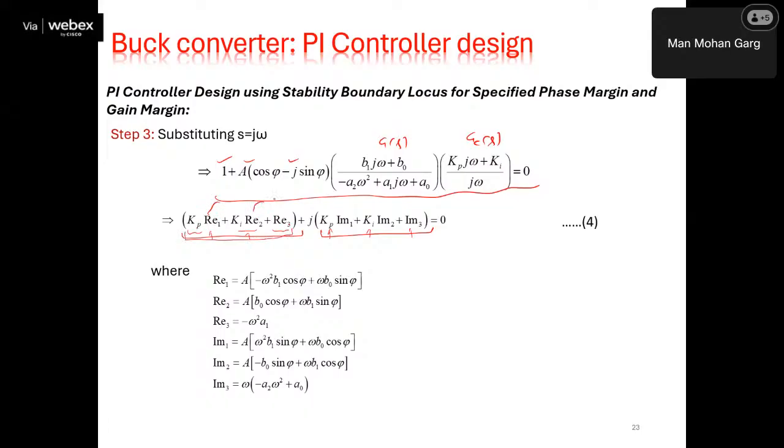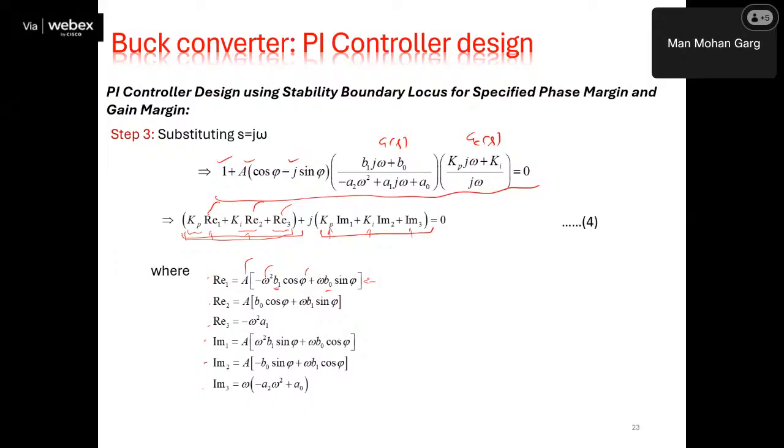Now what are Re1, Re2, Re3? That we have written here. Re1 is equal to a minus omega square v1 cos phi plus omega v naught sin phi. Re2, Re3, Im1, Im2, Im3, all these terms have been obtained in terms of these converter parameters b1, v naught, a1, a2, like that. Another is omega, which is the frequency. Third is phi, which is known to us. This is the phase margin. A is the gain margin, which is also known to us. So here, except omega, everything is known to us, right?